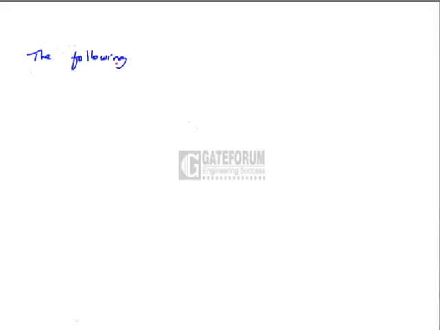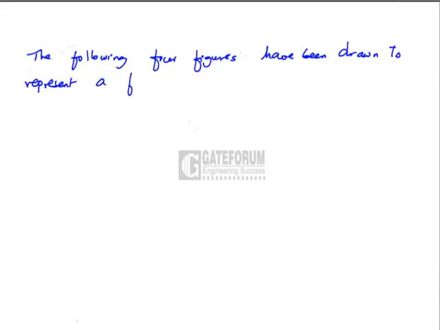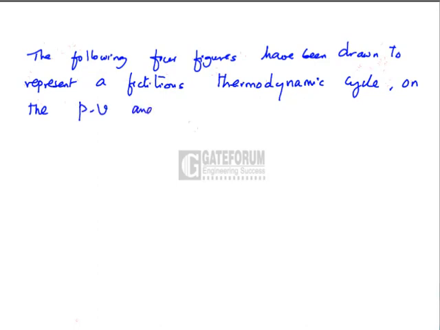The following four figures have been drawn to represent a fictitious thermodynamic cycle on the PV and TS planes.